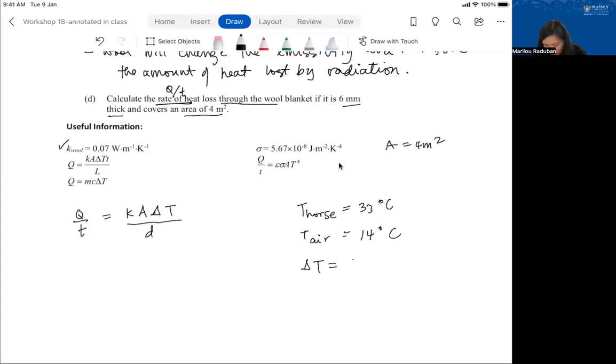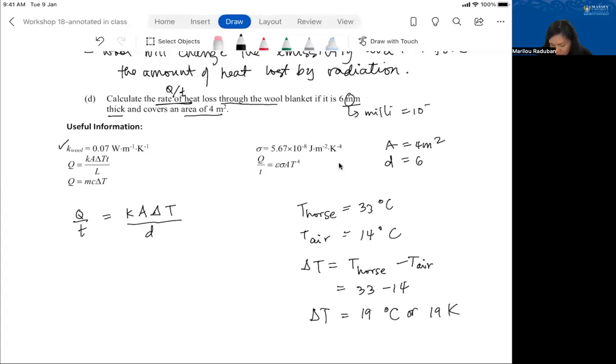And so delta T is equal to the difference in temperature, 33 minus 14. Is that 19 degrees Celsius or 19 Kelvin? It's a difference in temperature, so Celsius and Kelvin would be the same. And the thickness, of course, you're given 6 millimeters. The prefix milli means 10 to the minus 3. So that's 6 times 10 to the minus 3 meters. Okay. Right, so you have everything. Thermal conductivity is 0.07 times the area is 6 times the difference in temperature is 19, and the thickness is 6 times 10 to the minus 3.